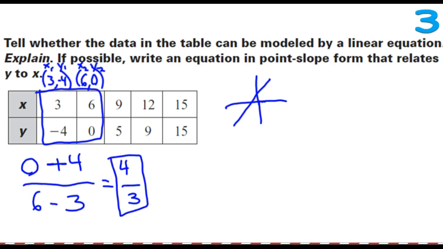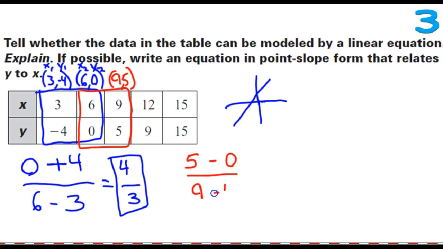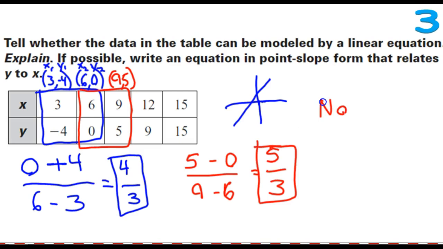Now, if this is going to be a linear equation, the rest of the slopes have to be the same. What we got to do is we got to pick a different set of points. So let's use 6, 0 and now 9, 5. And do the same thing. This is now going to be our x1 and y1. This is now our x2 and y2. So 5 minus 0 over 9 minus 6. 5 minus 0 is 5. 9 minus 6 is 3. Our slope is 5/3. Now it's close to 4/3, but it's not quite the same. So this is not linear.